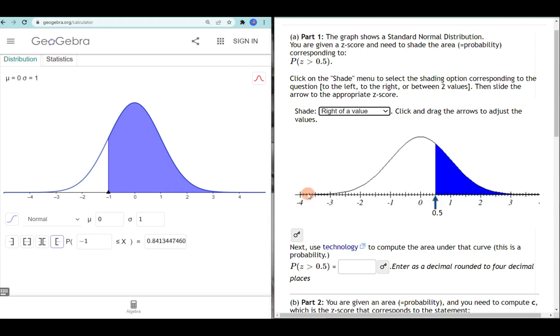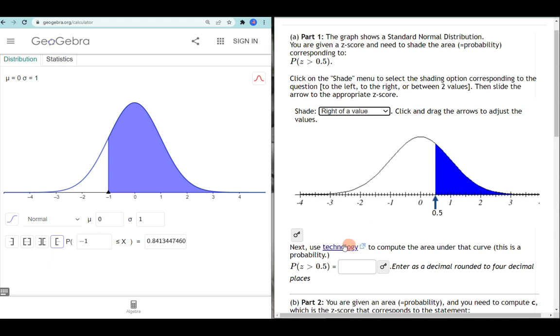And this horizontal axis here, these are all z-scores. This is the z-score of negative 4. This represents a z-score of negative 2. So saying the probability that any given z-score is greater than 0.5 means I'm going to start at the z-score of 0.5, and then I need to shade z-scores that are greater than that value. Greater than, in this case, is to the right, which is why I shade to the right of a value. This is the first step.